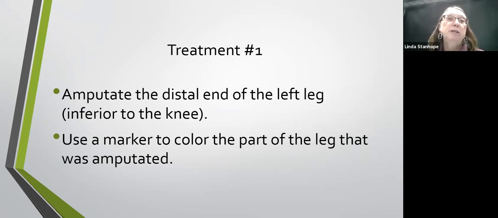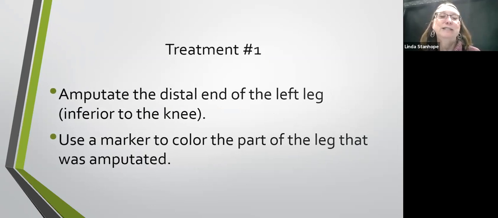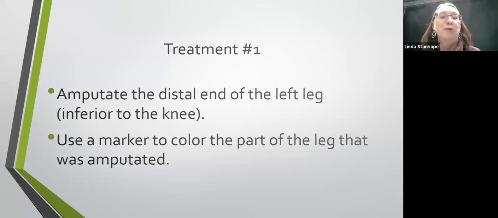I always find this one to be a really fun one because, once again, kids have a hard time in the beginning remembering that their right is the patient's left. So a lot of times they amputate the wrong leg. That's always one of those things, and this is a good time to be learning those things.